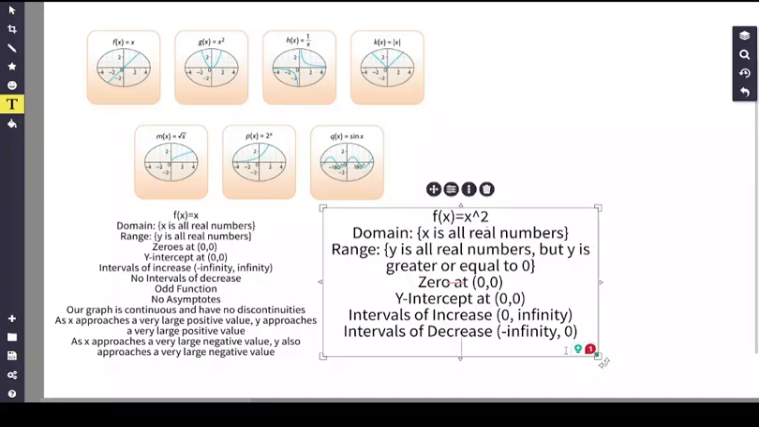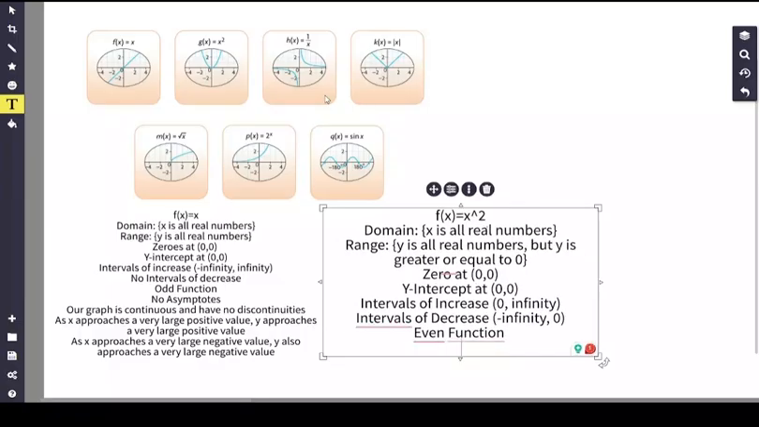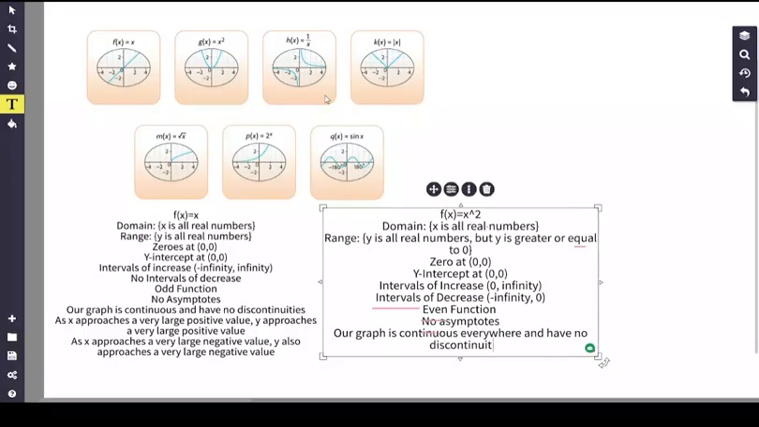Is this an odd function or an even function? Now we have to introduce the even function formula: f of x is equal to f of negative x. So let's say f of 2 is equal to f of negative 2. Let's check in our case. Using the quadratic function, when we have f of 2, we get 4. And f of negative 2 is also 4. That means we satisfy the even function equation, so this is an even function. And because it's fully continuous, no asymptotes, our graph is continuous everywhere and has no discontinuities.